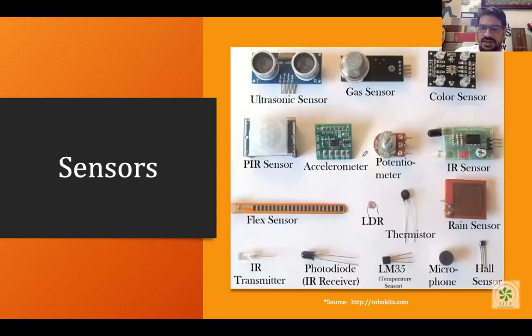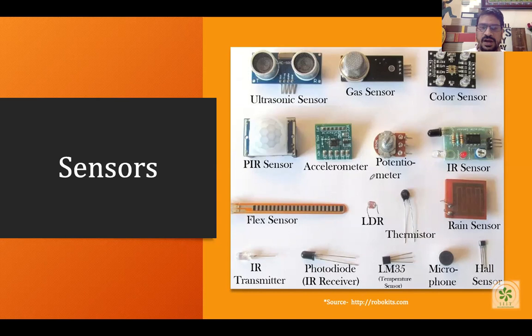IR sensors are there, Hall sensors are there. So there are different types of sensors which we have. And I also have the sensors with me, so let me show you all. So these are all different sensors which we have. Okay, these are the list of the sensors. If you can see, these are all different sensors, and we use them for different purposes.